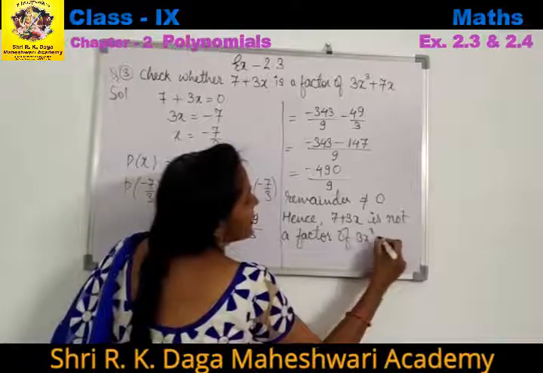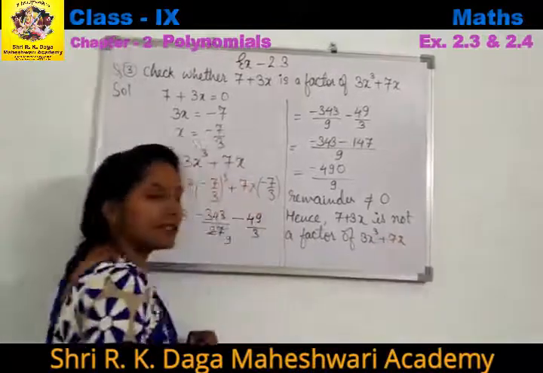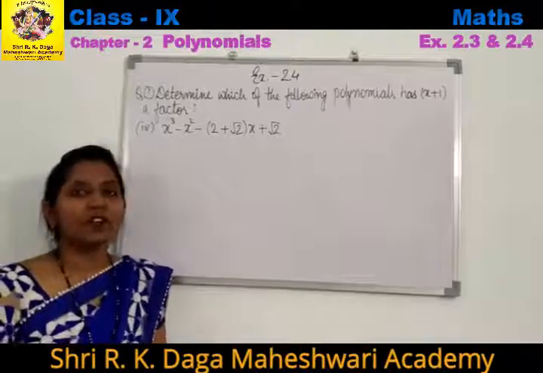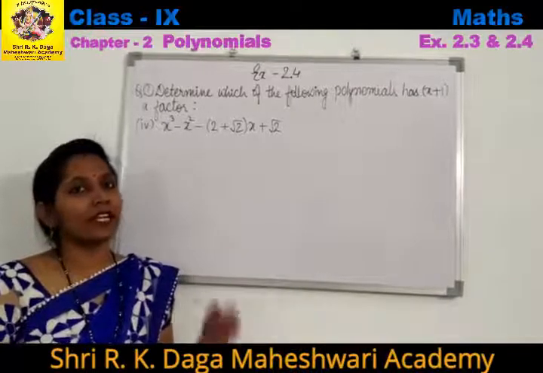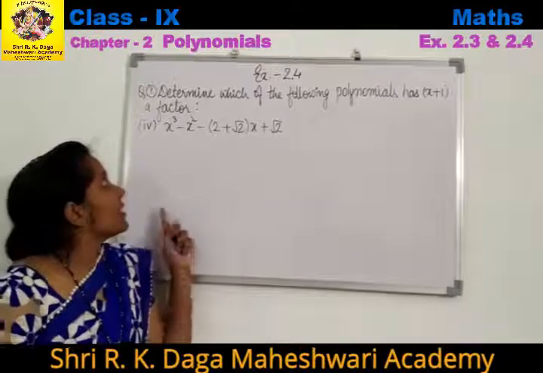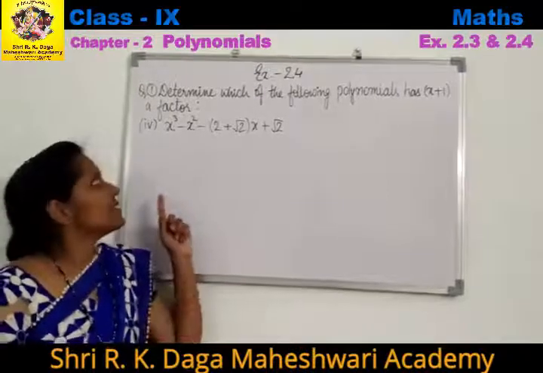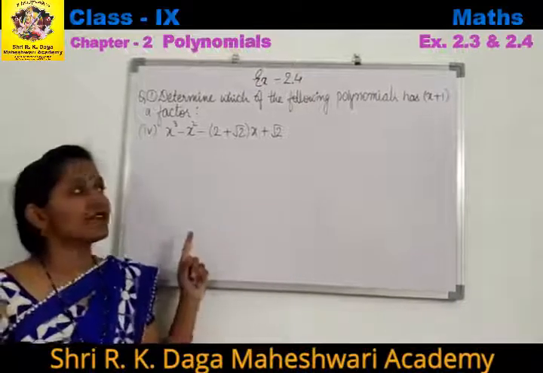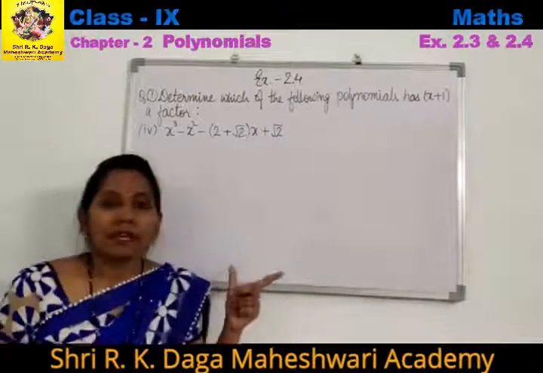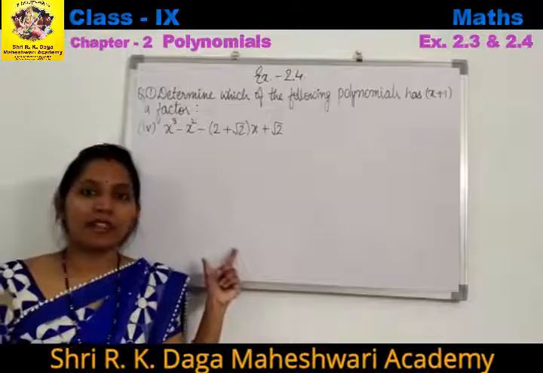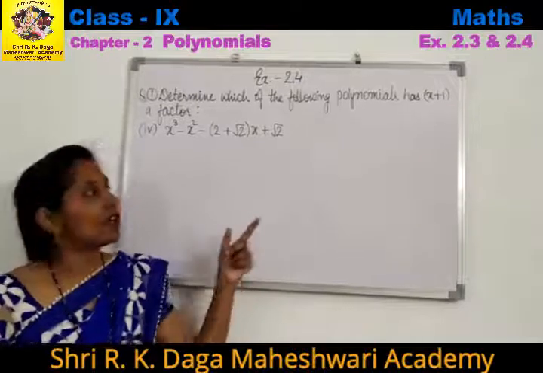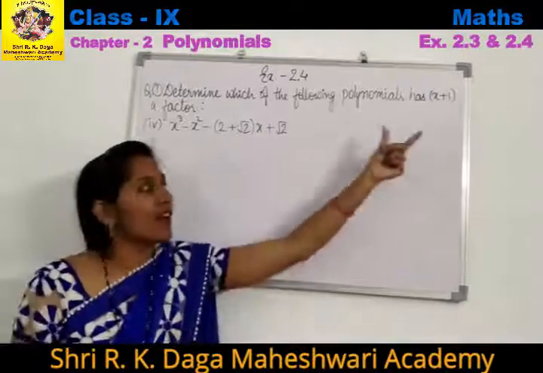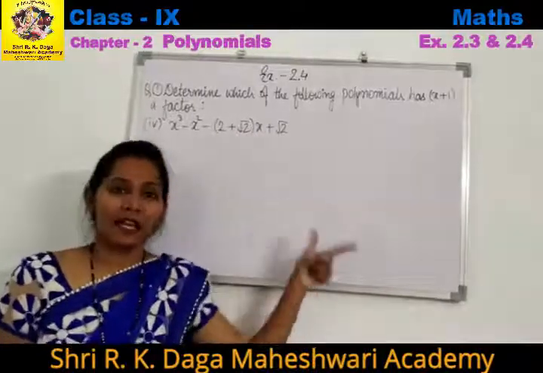We can write the answer as: remainder is not equal to 0, hence 7 plus 3x is not a factor of 3x cube plus 7x. Now we will start exercise 2.4, which is also based on the remainder theorem. In question number 1, you can see: determine which of the following polynomials has x plus 1 as a factor. In this question also you have to check, according to the last questions we did, whether x plus 1 is a factor of the given polynomial or not.